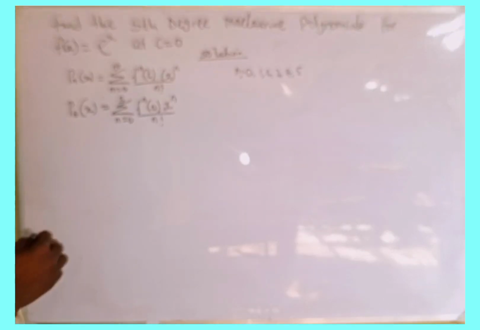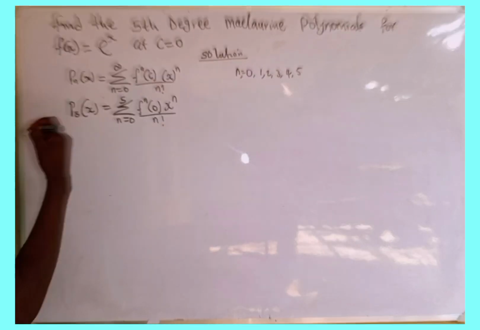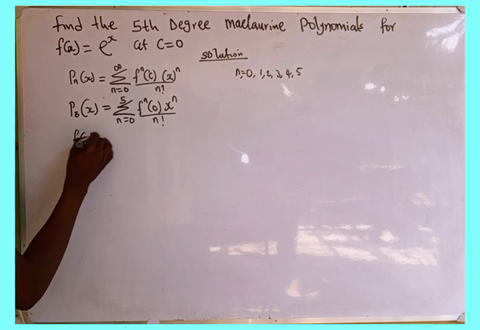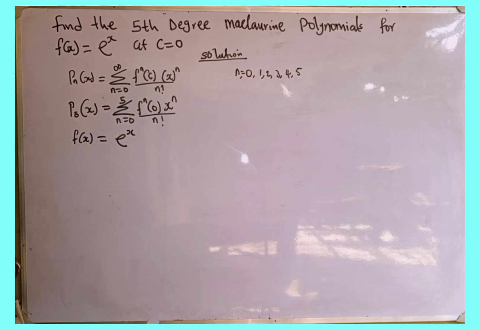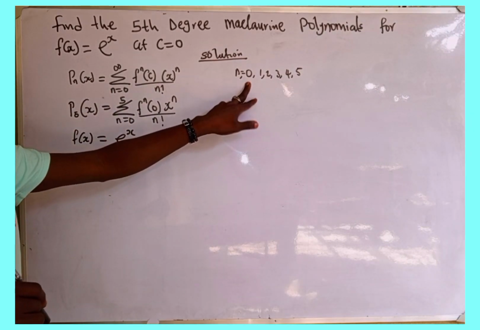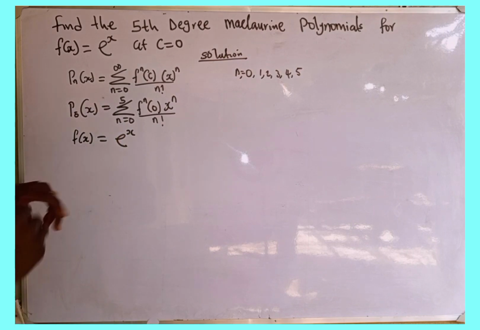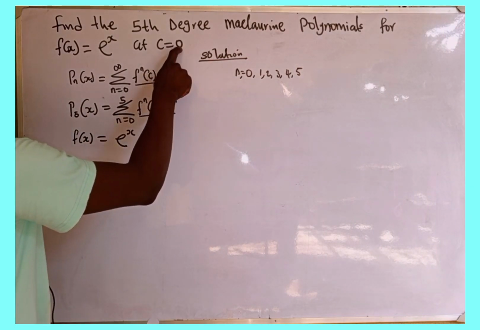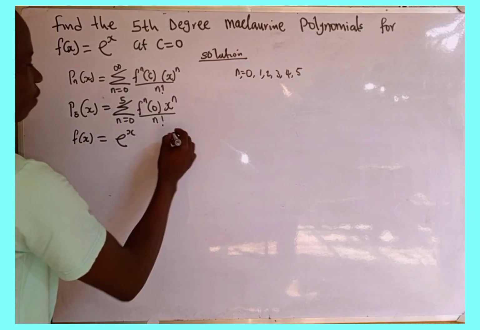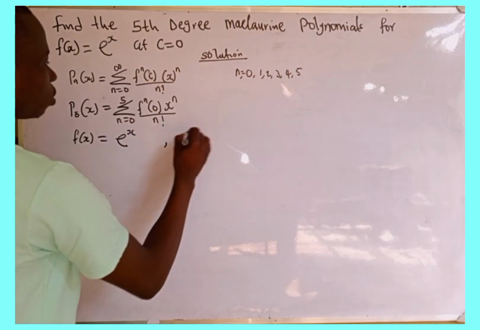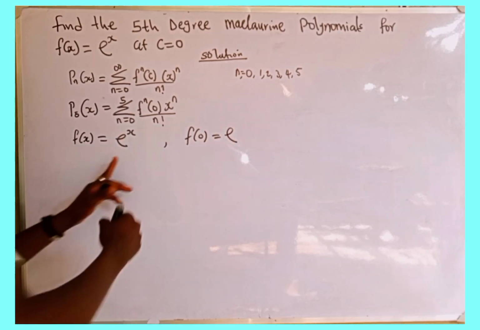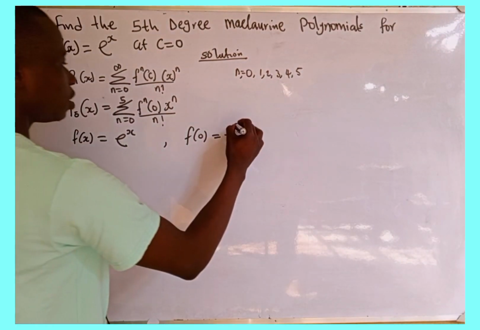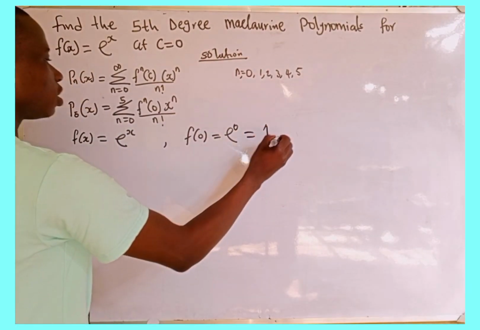The next thing we're going to do is write the function. The function given is f of x equals e to the x. At n equals 0, we are not going to differentiate this function, and c equals 0. So we're going to have f of c, which is the same as f of 0, which equals e to the 0. Anywhere we see x, we replace it with 0, which equals positive 1.